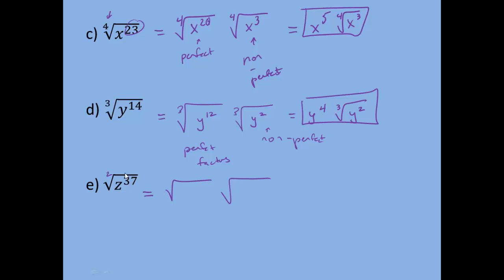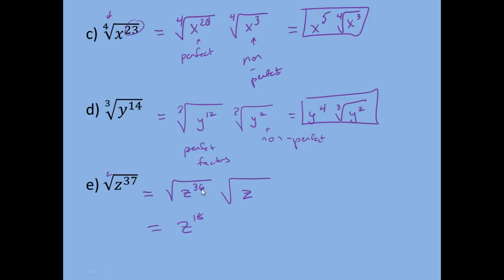So I want the closest number to 37 without going over, that's divisible by 2, which would be z to the 36. And then however many are left over, well, there's 37 total, 36, and this should be z to the first. And then evaluating this, the square root of z to the 36, remember how this works. For an exponent, you divide by the index. So you're dividing by 2 here. 36 divided by 2 makes a z to the 18th.